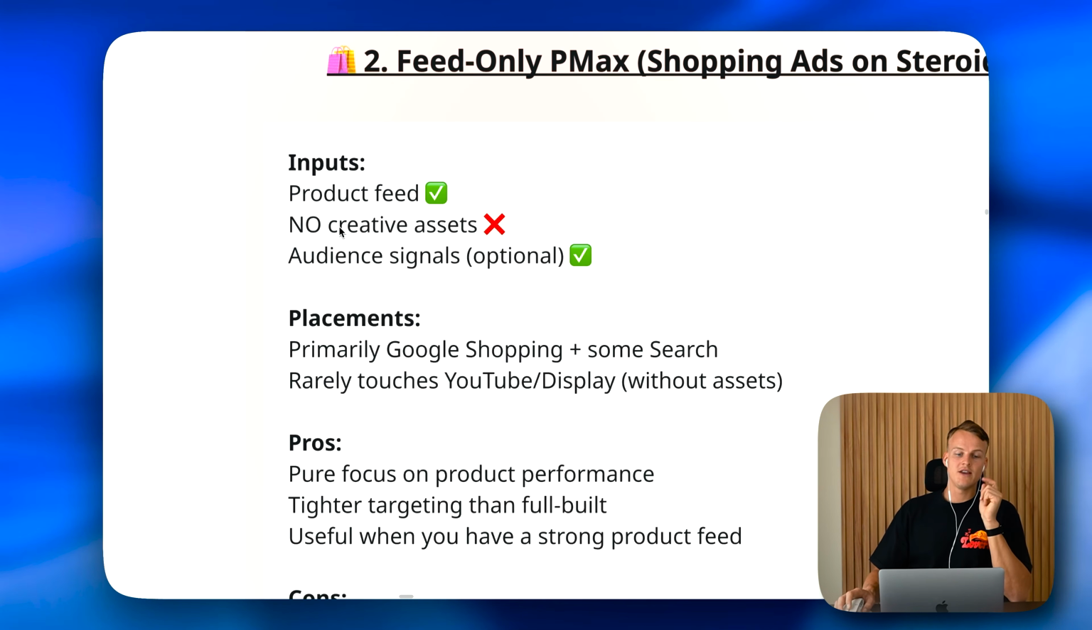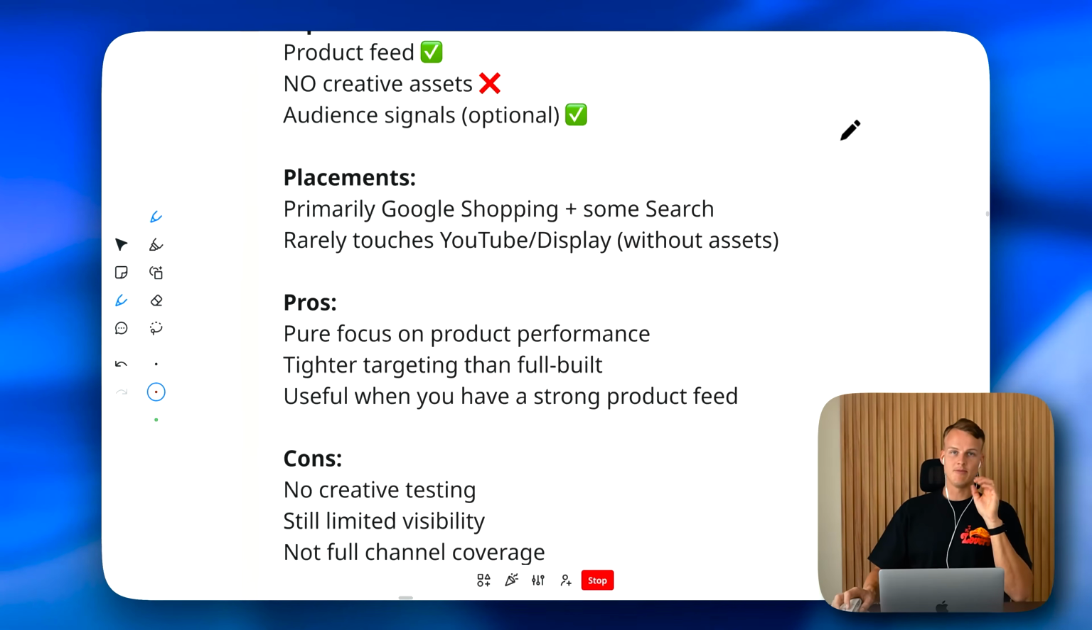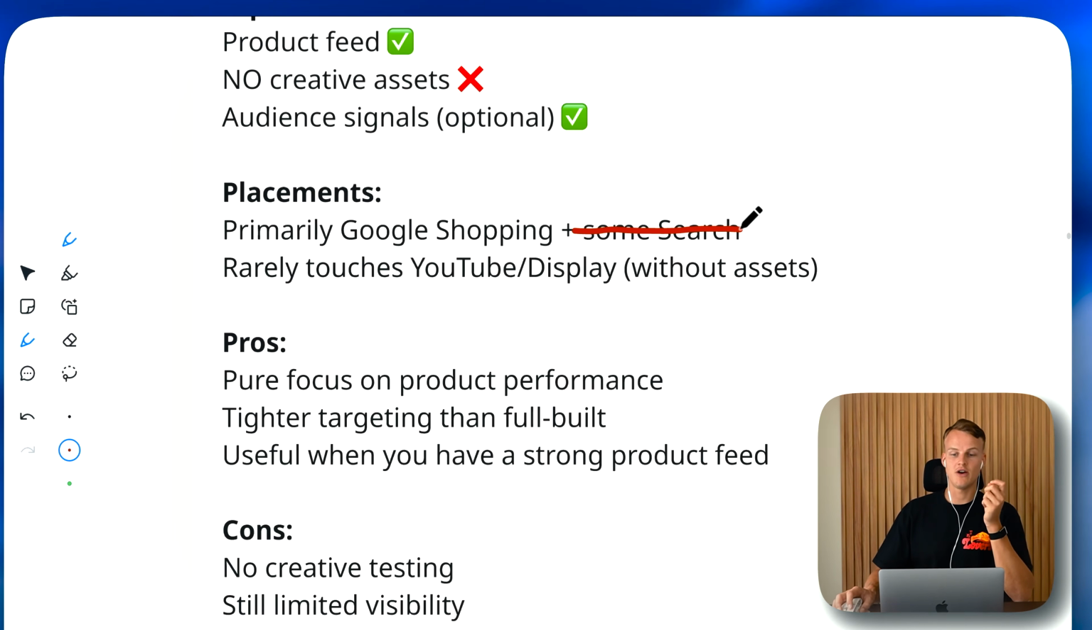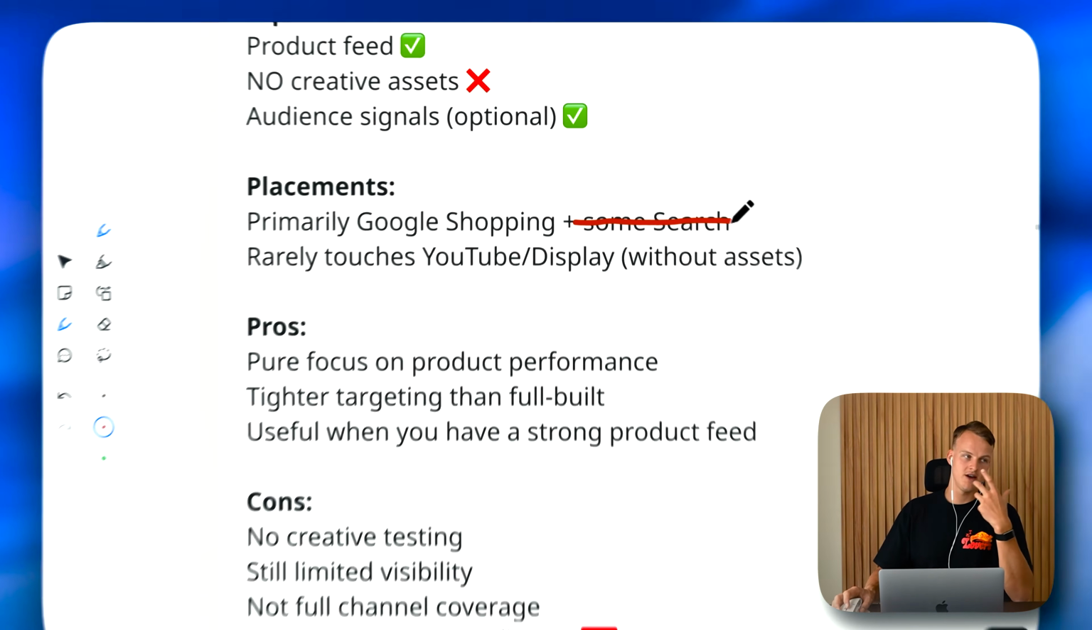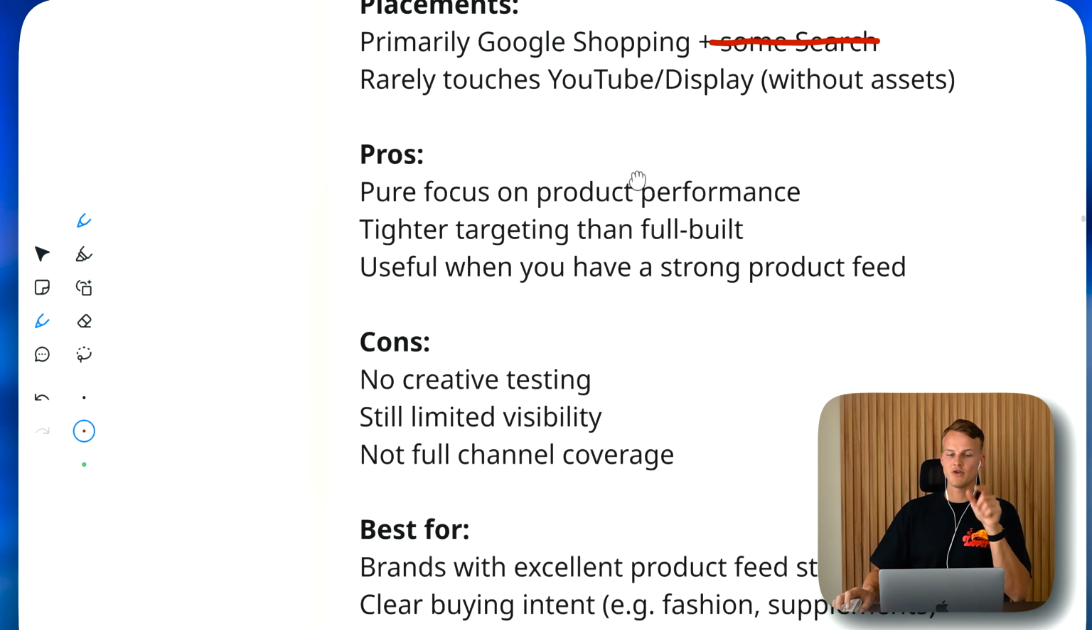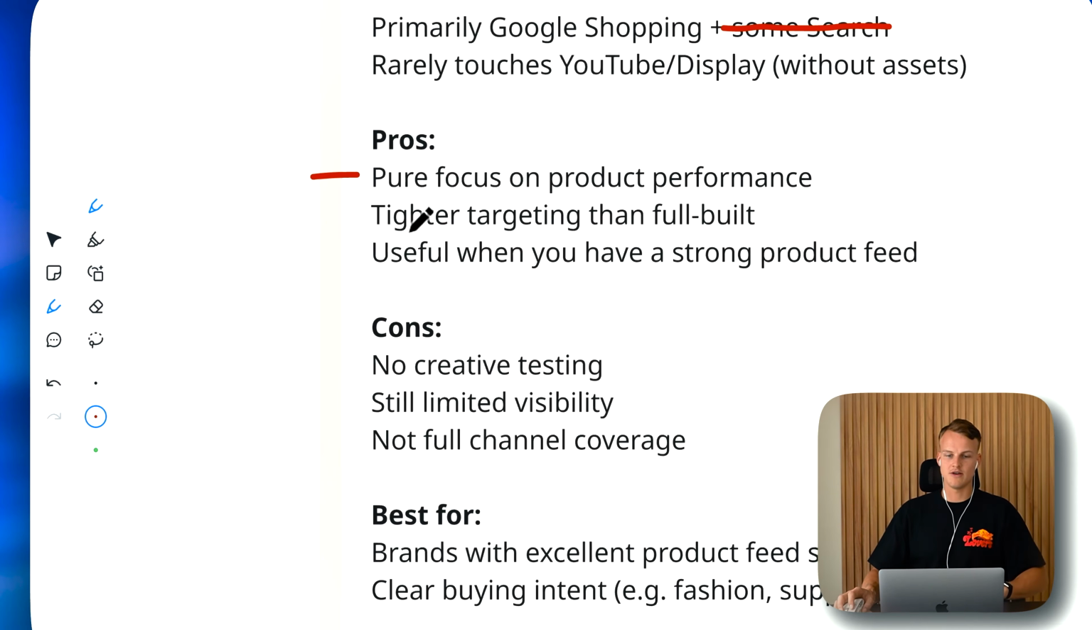What you need here is a product feed, no creative assets. So while setting up this campaign, just give the product feed and then click through, yeah? And you can provide audience signals if necessary. The placements are generally Google Shopping, and if you set it up wrong, you get some search as well. So we want to exclude all final URL expansions and automatically created assets to make sure we don't get the search. And it rarely touches YouTube or display without assets, but it does go into remarketing with this product listing specifically. The pros here are it's pure focus on product performance.